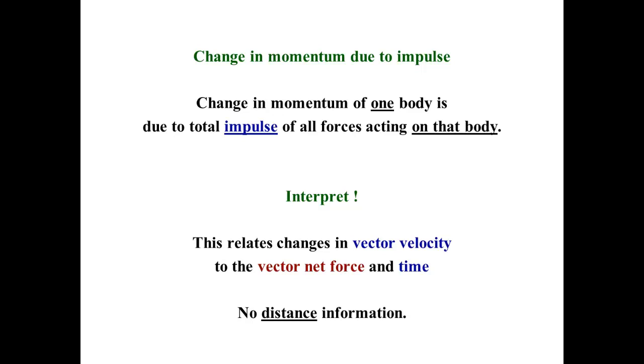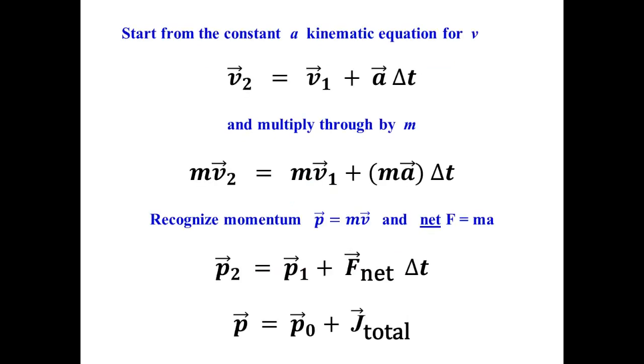Now the other idea is that we have this quantity momentum that changes as a result of something called impulse. That is, the change in momentum of one body is due to the total impulse of all of the forces acting on that body. Again, a one-body problem. On the interpretation side, this means we're looking for things involving vectors, like vector velocity, due to the vector net force, and time. Here, we don't have any distance information. We can learn about time and vectors, but we can't find out any unknown distances.